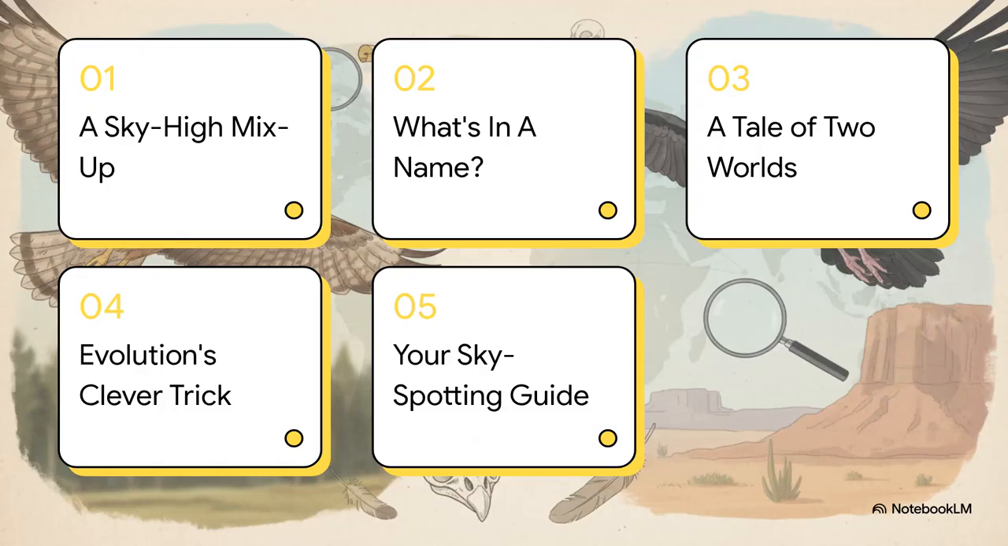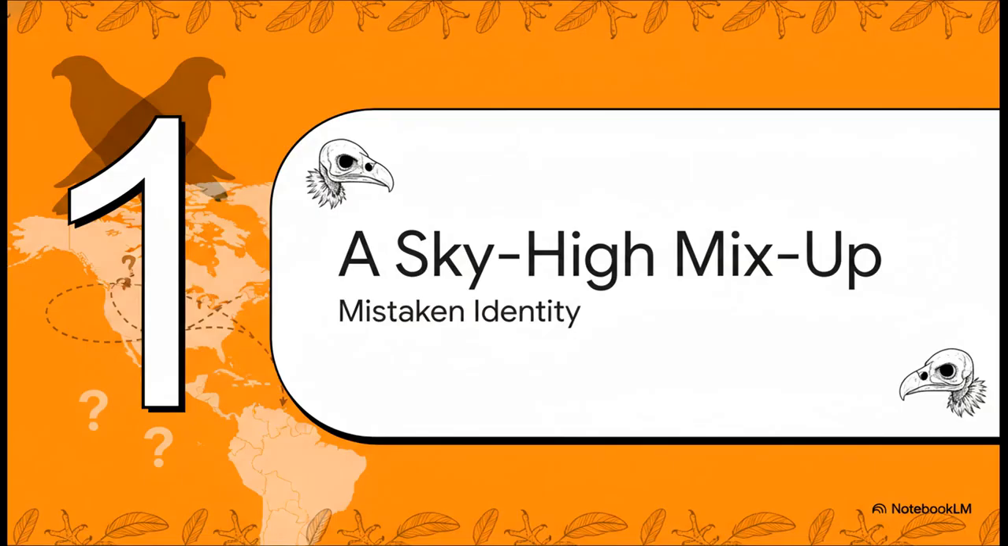So here's our flight plan. We're going to start with the mix-up itself. Then we'll dig into the name. What's its story? After that, we'll see what happened when that name crossed the ocean. Then comes a wild biological plot twist, and we'll wrap it all up with a handy field guide so you can be the expert next time. All right, let's get into it.